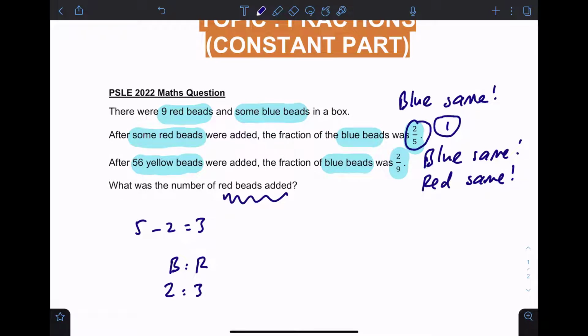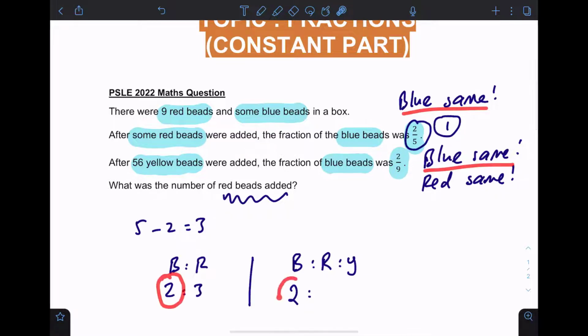Now, second fraction, after 56 yellow beads were added, the fraction of blue beads was 2 out of 9. So again, blue is to red, now there's yellow also. Blue is now 2. Now, remember what we said earlier, that the blue is actually the same? 2 here, 2 here, fantastic. Red will also be the same because you didn't add any red beads in between these 2 fractions. You only add it from the start to this fraction. But between these 2 fractions, no red beads were added. So red should also be 3, and yellow will be out of a total of 9. 9 minus 2 minus 3, yellow will be 4.